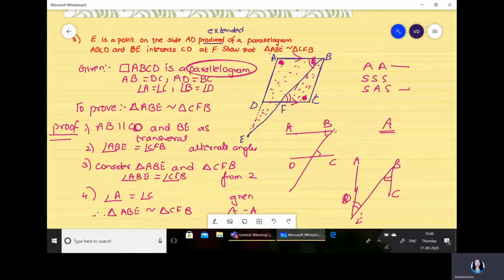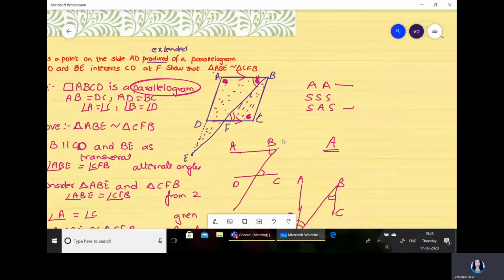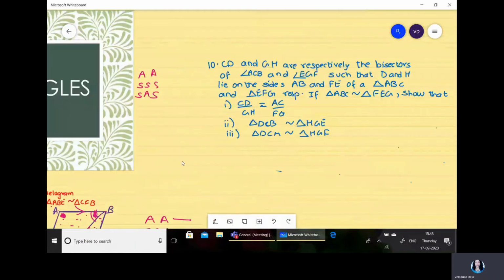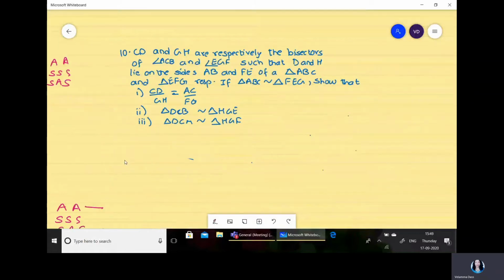Let's go to the next question. Question 9 is very easy; it's similar to proving. Let's solve question number 10. In question number 10, the diagram is not given, so you have to predict the diagram and solve. So let's solve question number 10.